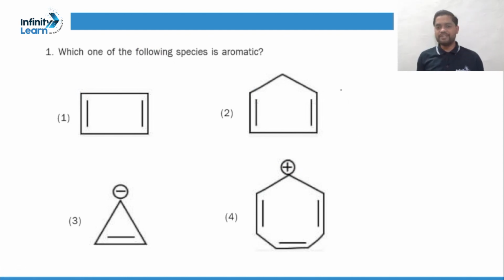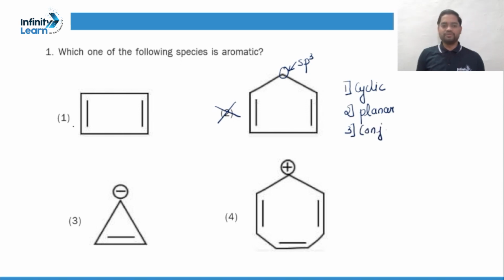For any species to be aromatic, the first thing that is required is that it has to be a cyclic compound, and all are cyclic compounds, so we cannot eliminate any option. Second, it has to be planar. Planar means all atoms in the cycle should be sp2 hybridized. Here I can easily eliminate option number 2 because this is sp3 hybridized, so this is out of scope. Then the third one, it has to be conjugated.